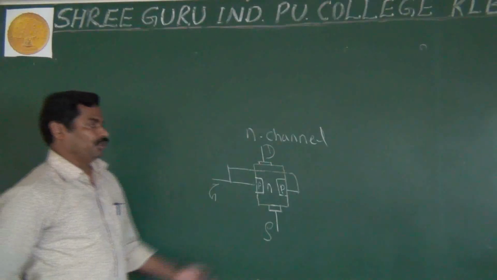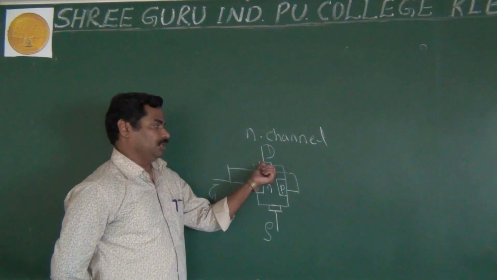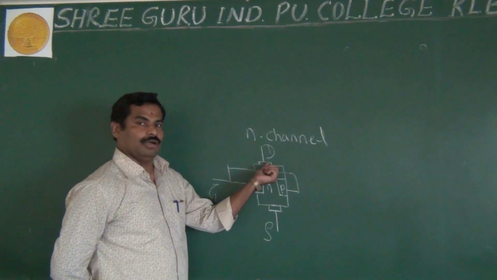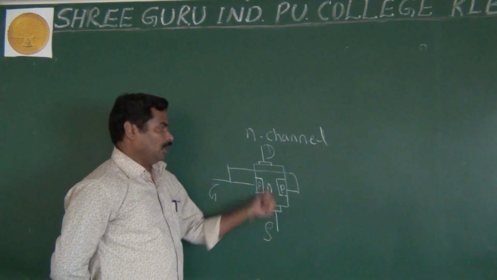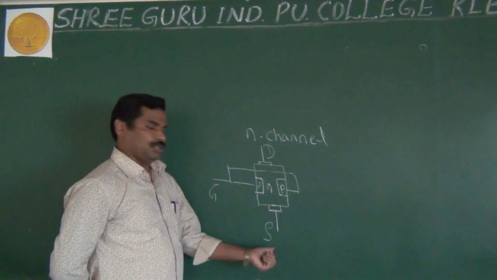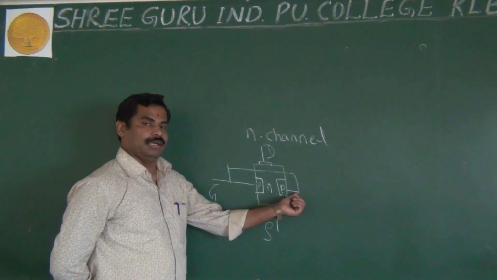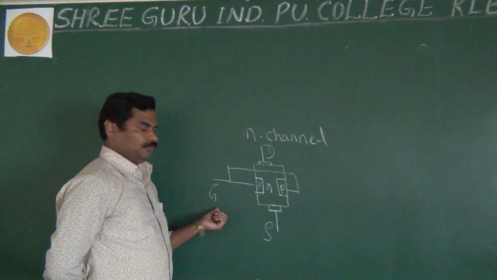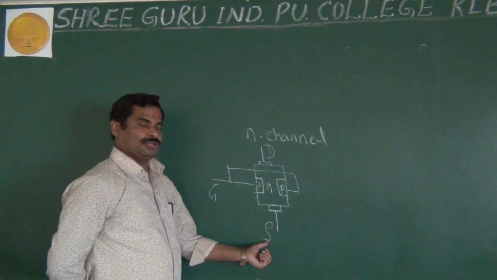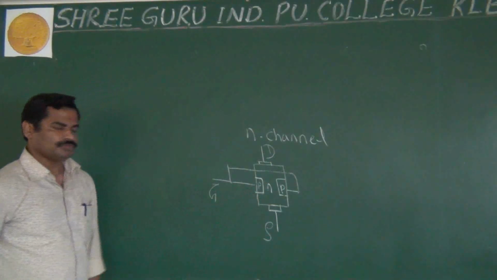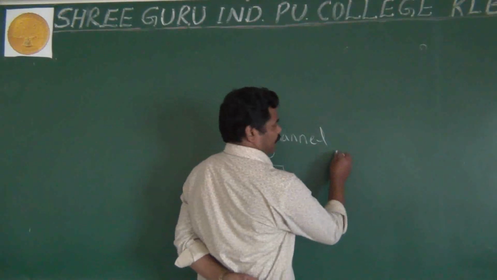To make the contacts above, you can use aluminum or any copper metal contacts, one for drain and one for source. These two P-type regions are interconnected, and that is your gate. Above we call it the drain, and below we call it the source. In the same way, you can construct the P-channel JFET.